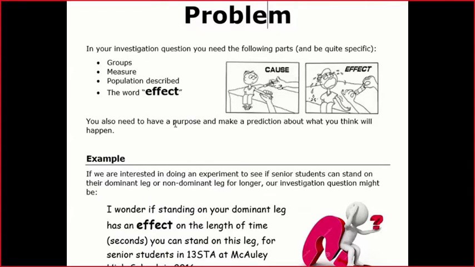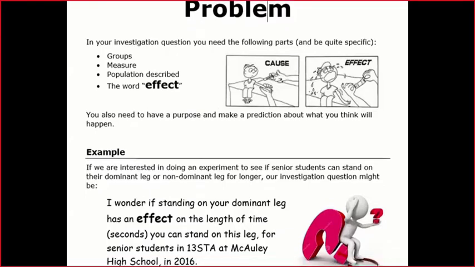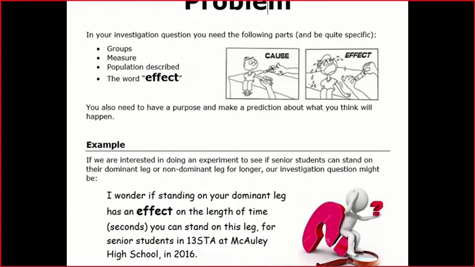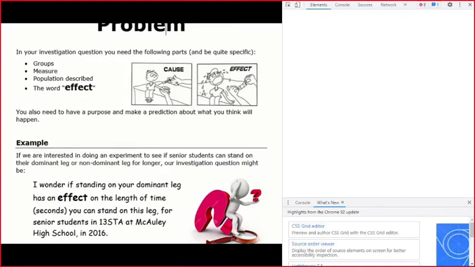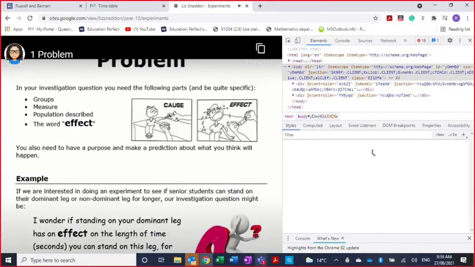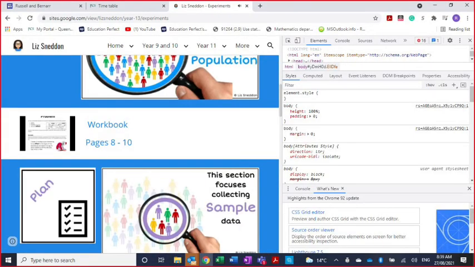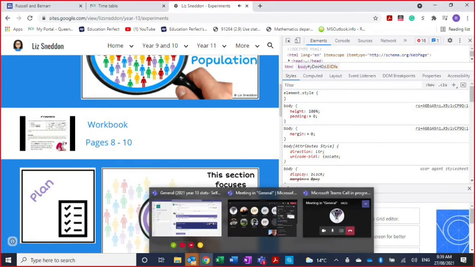We've also got to have a purpose and make a prediction. So if we're doing an experiment looking at whether senior students can stand on either their dominant leg or non-dominant leg, what I mean by that is dominant is if you are right-handed, then your right side of your body is the dominant side. If you're left-handed, your left side of your body is dominant. Most people, about 90%, are right-handed and 10% are left-handed. So we're talking about standing on your stronger leg, okay?